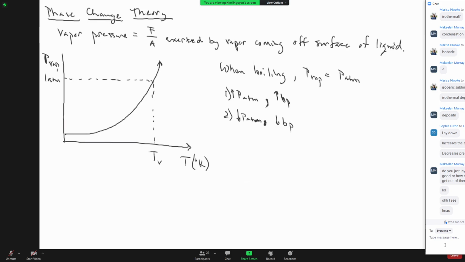The third thing we know is if we add solutes to solution, this increases boiling point due to colligative properties. What does that mean? So what happens when we add solutes to solution?